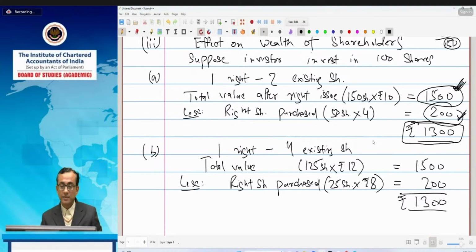From 1500, whatever the investor has invested in purchasing the right shares should be deducted. So out of the 50 right shares he has received, at what price has he actually purchased them? At rupees 4. So 50 shares multiplied by rupees 4 is coming to rupees 200. So from 1500, which is the total value, the purchase price 200 is deducted. So now the net wealth is calculated, because after the purchase price is deducted, the wealth can be calculated. In this way, it has been calculated.